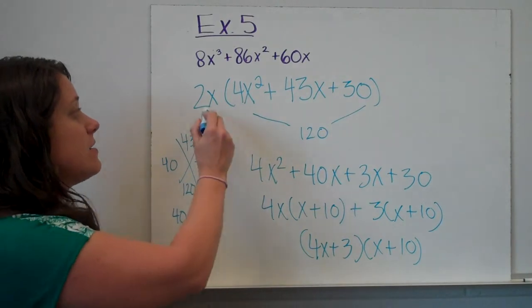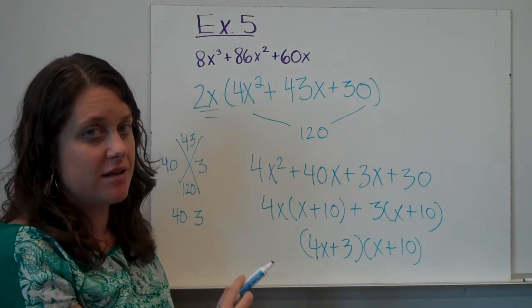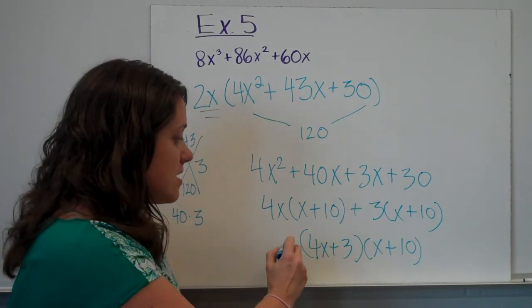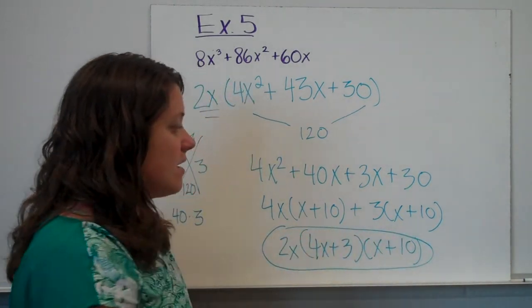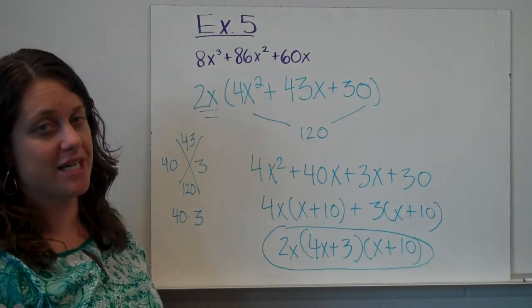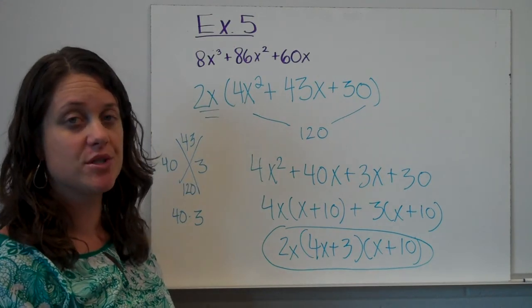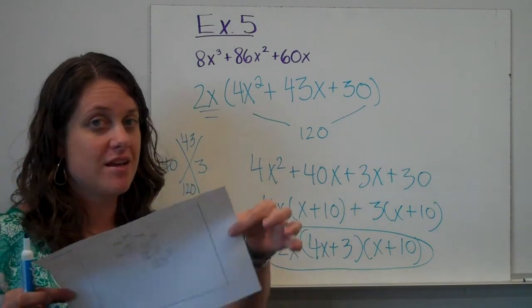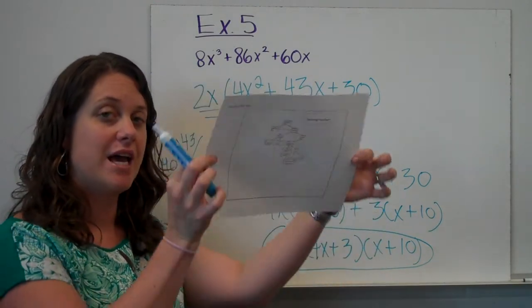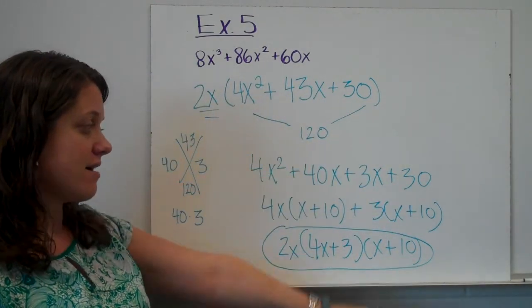and then don't forget you took your GCF out in the beginning, and a lot of you forgot that on the last quiz, so put that out there. And that is therefore your final answer. So I hope this video helped you to review how do I decide which method I should use, and once I use this flowchart, how can I factor?